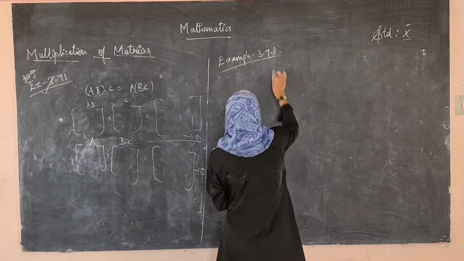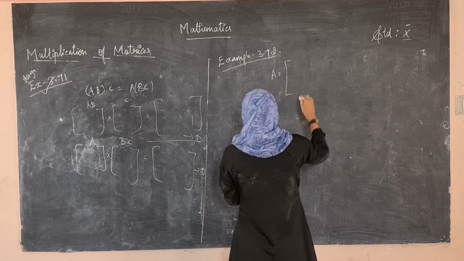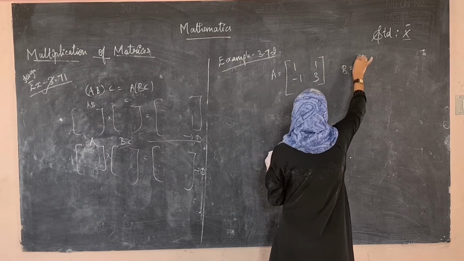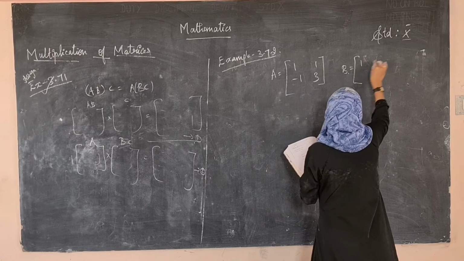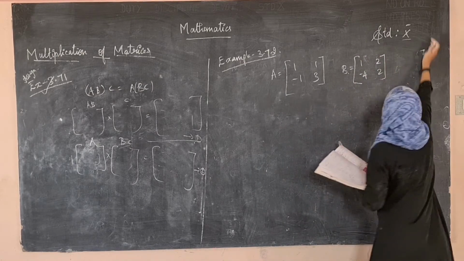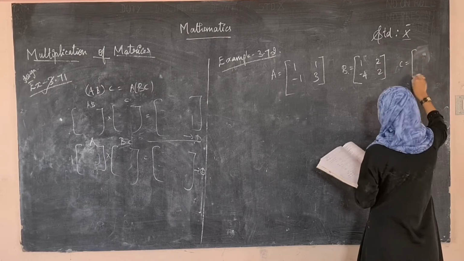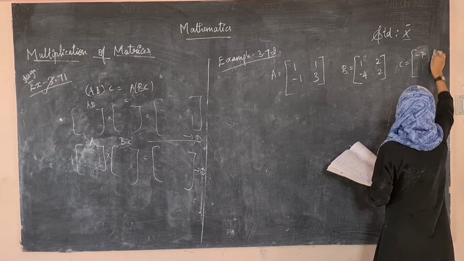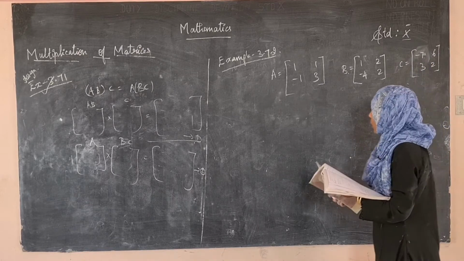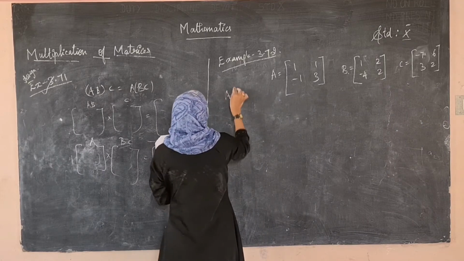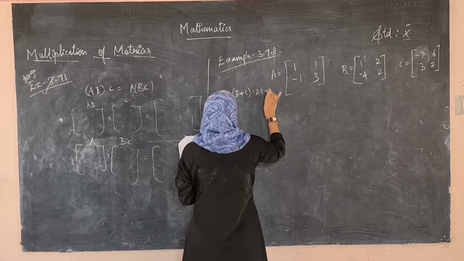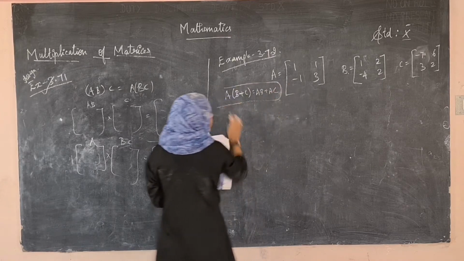What are the matrices they have given? A is equal to 1, 1, minus 1 and 3. B is equal to 1, 2, minus 4 and 2. C is equal to minus 7, 6, 3, 2. What you have to prove is A into B plus C is equal to AB plus AC. This is what you have to prove.